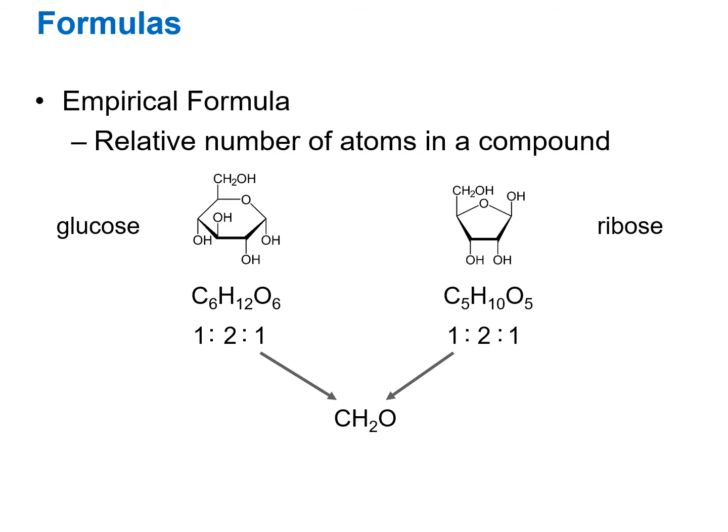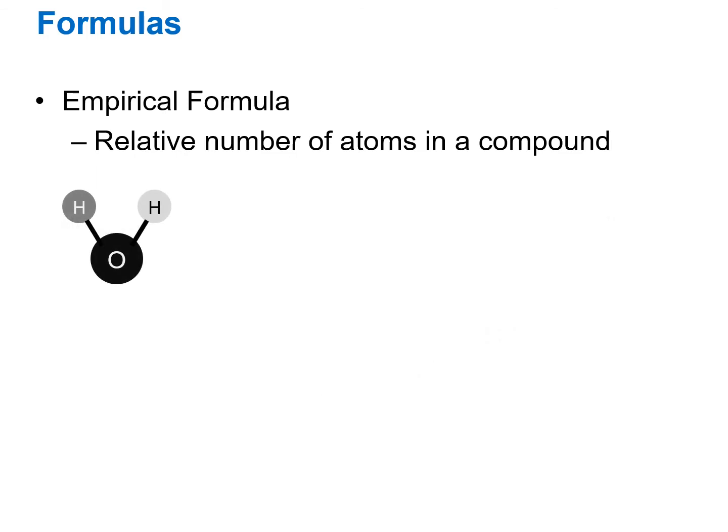And this happens in nature. If you want specifically glucose, you need to make sure you have 6 carbons. If you want ribose, you need to make sure you have 5 carbons. And because these are molecular compounds, that ribose and that glucose are going to be handled differently in nature. They'll be handled differently by our bodies, but they have the same empirical formula. Let's look at some more examples.